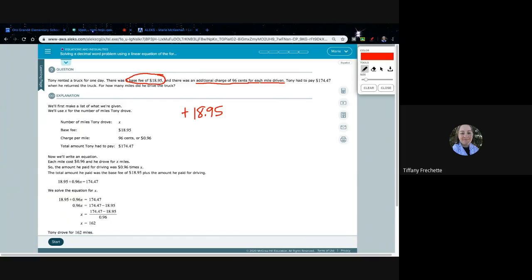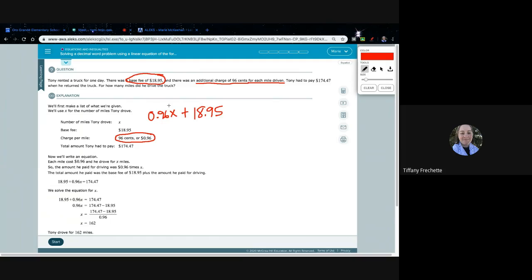So that's the next important piece. We know every single mile he drives, he has to pay 96 cents. And they show you down here, make sure you write it in decimal form. You don't want to write it as 96 cents times x, and we're using x as the number of miles. For whatever reason, I would probably use m just because miles, but they chose x. So just make sure when you put it in your equation here that you're using 0.96, not 96, because this means 96 cents. And then we want to multiply that by the number of miles he drove.